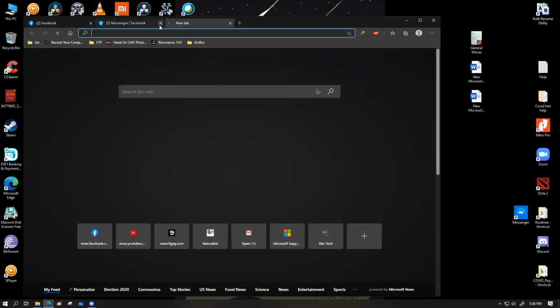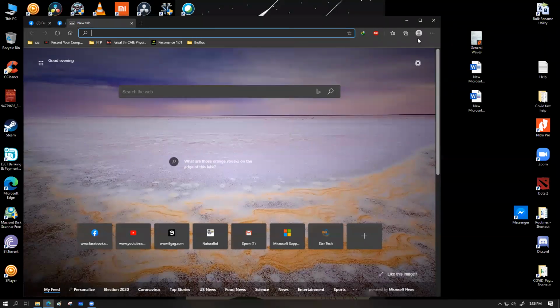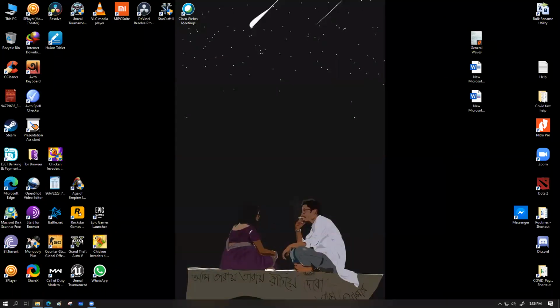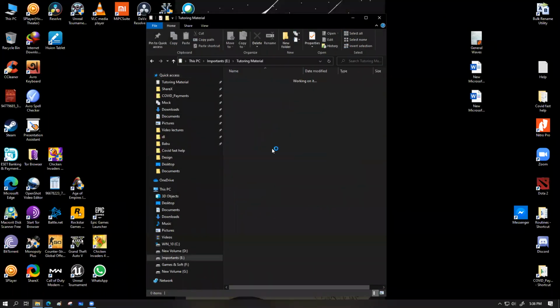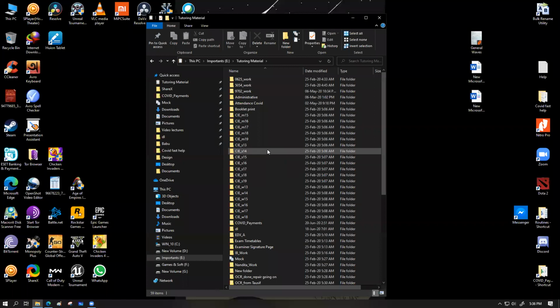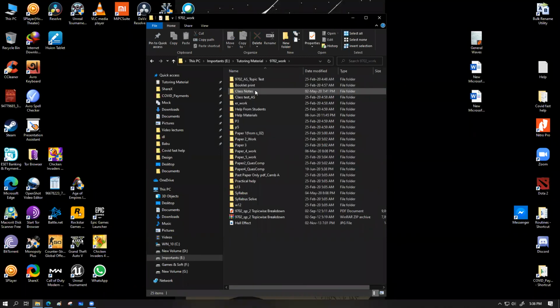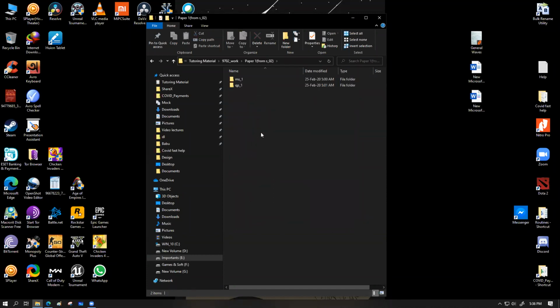I'll close Messenger now because I don't want this. We might need Google search for relevant cases. I believe we finished 3.1 in P1. So we are supposed to do 3.2 today first, and then we'll try to move to the paper 2 worksheet. So let's get going.